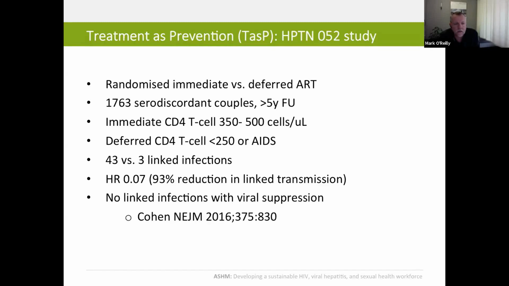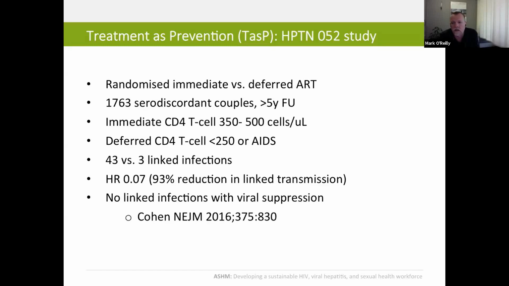This study went for a decade, and what we found in the deferred arm was 43 linked infections. We did testing called phylogenetics, and we could see that the person who newly acquired HIV during that study had in fact acquired that HIV from their partner who was also in the study. So 43 new infections were linked in the deferred arm, but only 3 linked infections in the immediate treatment arm.